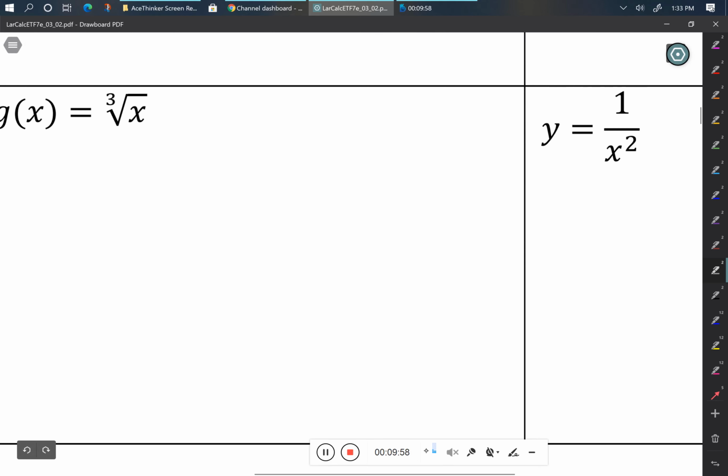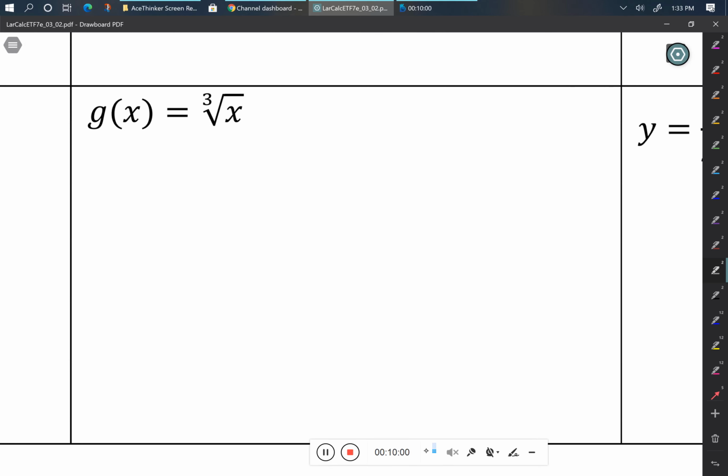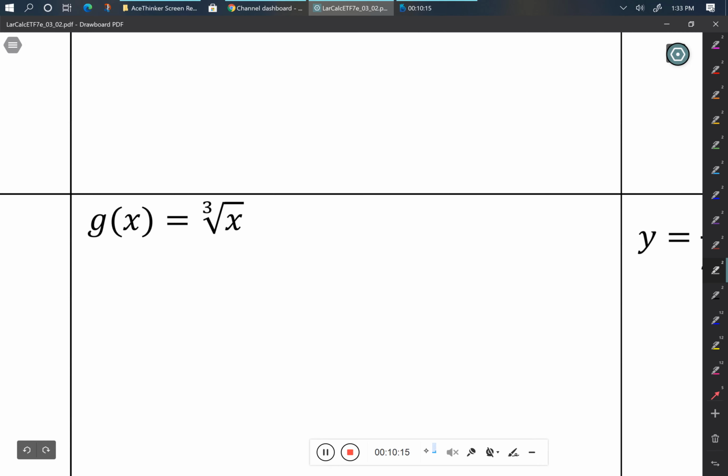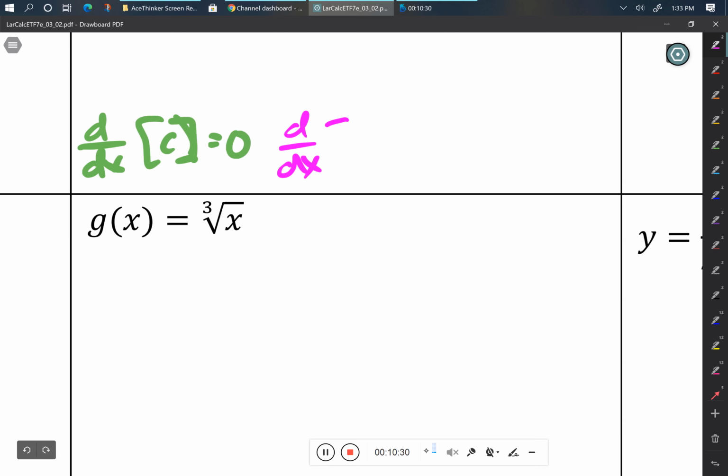Okay. All right, here we go. I have g is equal to the cube root of x. I've got a problem. This is a problem you're going to see a lot of. I don't have a rule for the cube root of x. I essentially have three rules right now. Here are my three rules. My three rules are that the derivative with respect to x of a constant is 0. The second rule that I have is that the derivative with respect to x of plain old x is equal to 1.